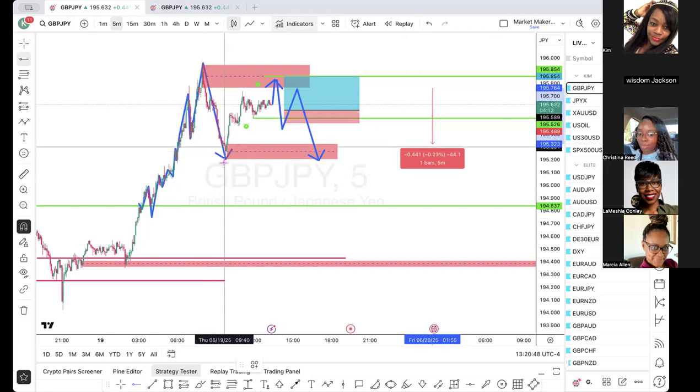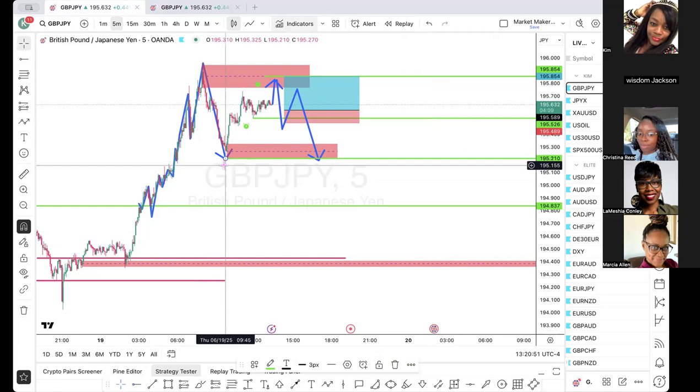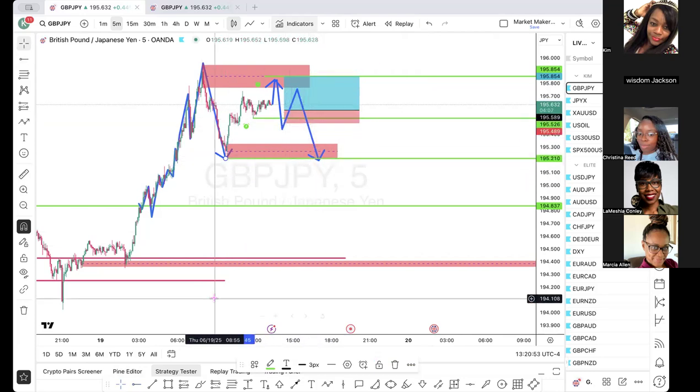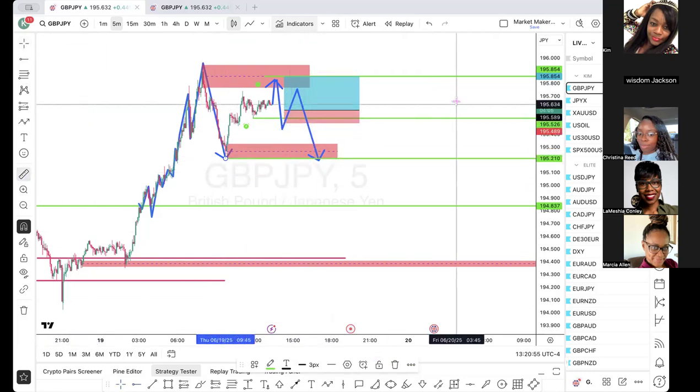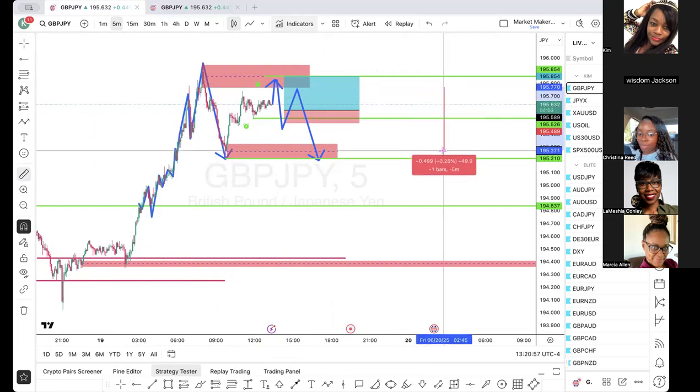So if you wanted to take it to that low, then you're looking at approximately 56 pips. If you're trading $1, that's $56. You're building your equity based off of that, whether it's $56 or $560. It is okay.